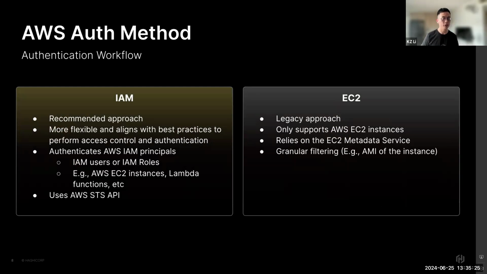The legacy approach is through the EC2 authentication workflow, and this only supports EC2 instances. The EC2 method relies on the EC2 metadata service, but it can provide some form of granular information about your EC2 during the authentication itself, such as the AMI that the instance is using. But in this session, we will be using the IAM workflow.